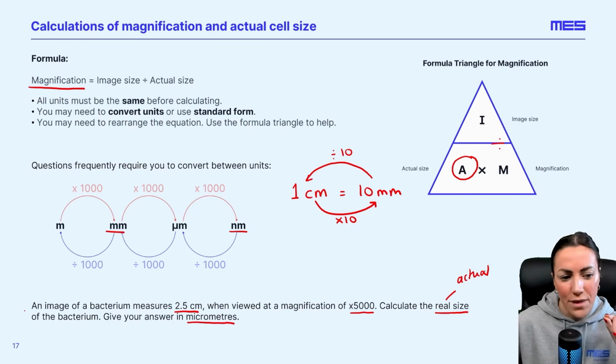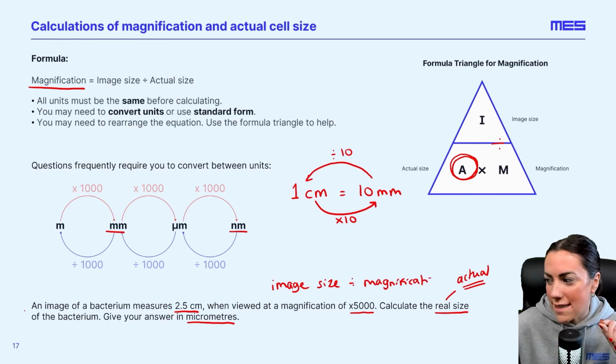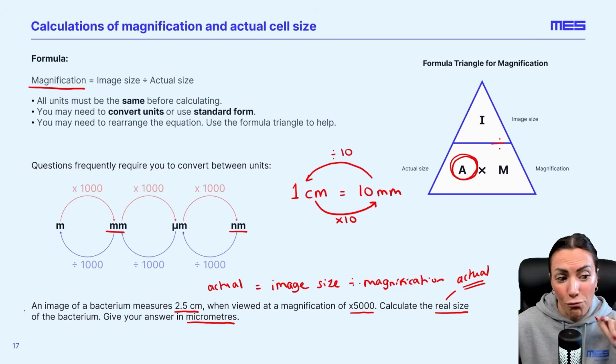So the first thing I would do is use my formula triangle and think, well, I want the actual size, which I've already got circled. So I'm going to be doing the image size divided by the magnification. And I would probably write that out, because it might be that I get a mark for writing out the sum that I'm going to do. So the actual size equals the image size divided by the magnification. Write it out. Don't just sketch the triangle into your exam paper and expect to get the marks. Actually write it out in words. So the actual size equals the image size divided by the magnification. That's the sum that I need to do.